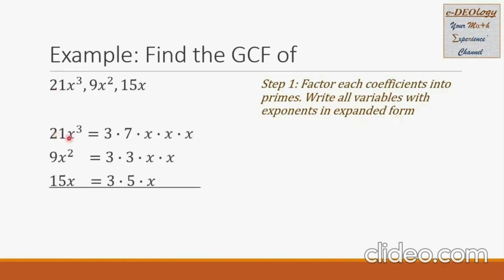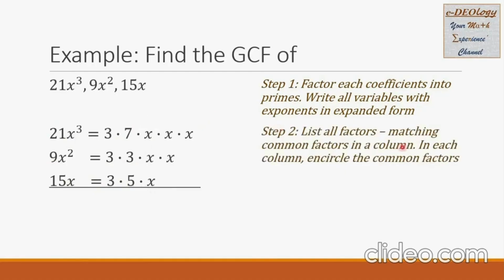So the 21x cubed is now factored out into 3 times 7. That is the prime factors of 21. And for the x cubed, we are going to write the x here 3 times. For the 9x squared, this is equal to 3 times 3 times x times x. For the 15x, this is equal to 3 times 5 times x.